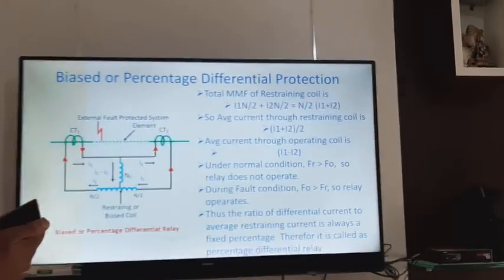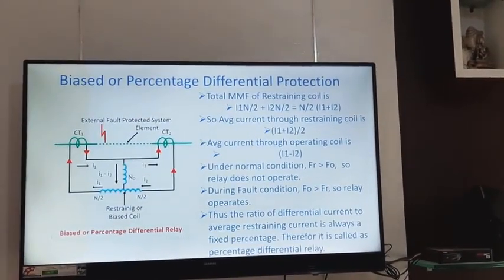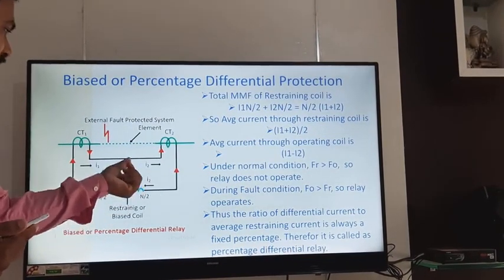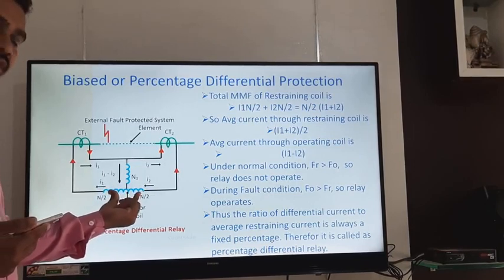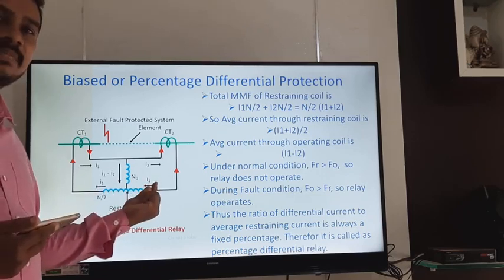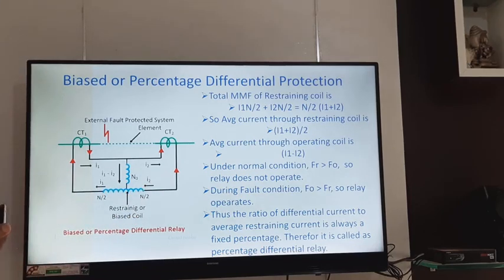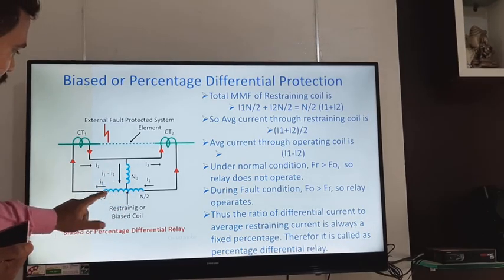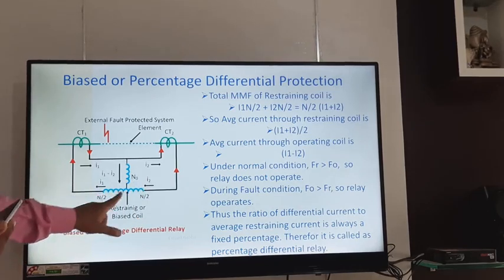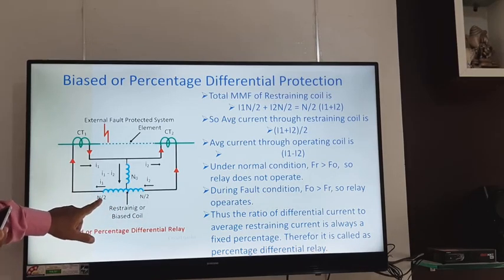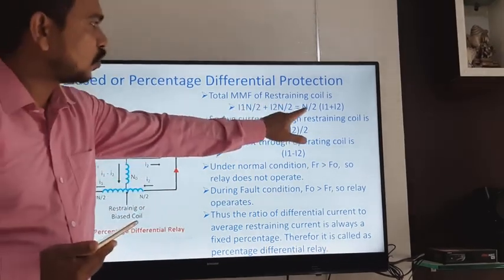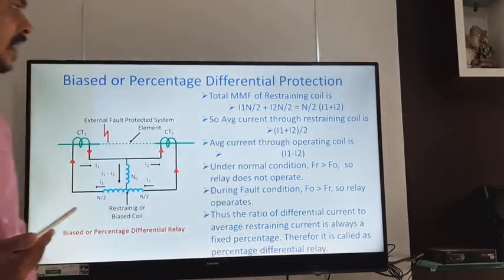So what happens? The total MMF of the restraining coil is I1 N by 2, because the operating coil is connected at the mid of the restraining coil. So this is the N by 2 turns, this is the N by 2 turns, and the whole is N number of turns. The I1 current flows through this N by 2 turns, and the I2 current flows through this N by 2 turns. So the total MMF of the restraining coil is I1 N by 2 plus I2 N by 2, equal to N by 2 into (I1 plus I2).